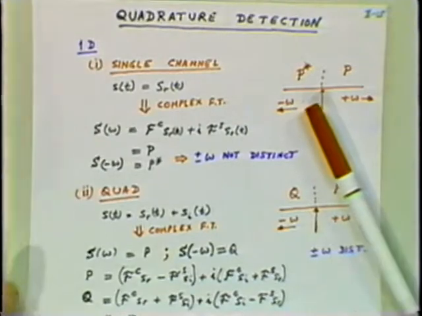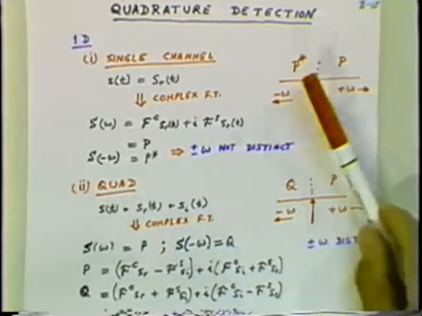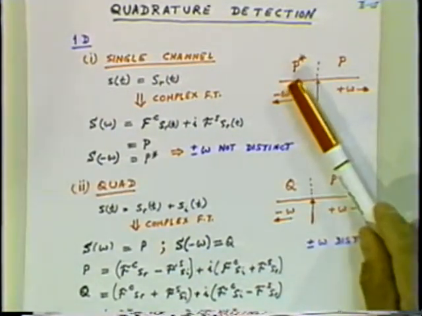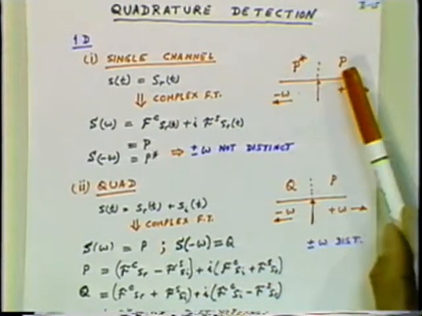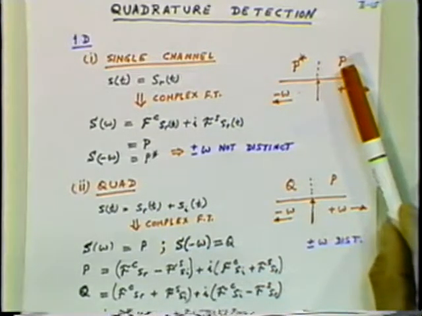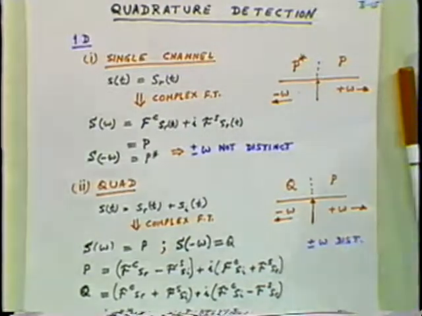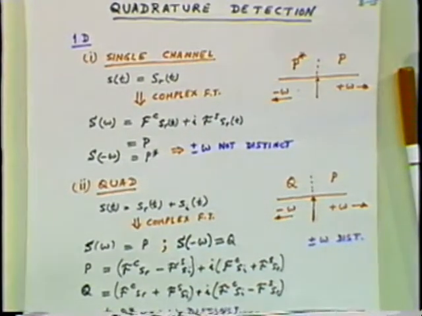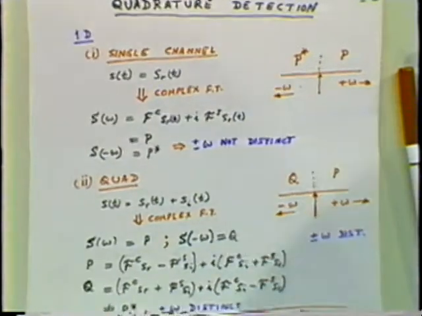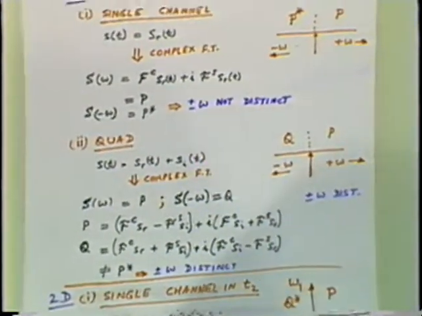The minus omega domain has no new information, because minus omega is P star, which is no new information. So single channel will not give you information about whether the signal is above the carrier or below the carrier. The plus and minus omega are not distinct, they have the same data.